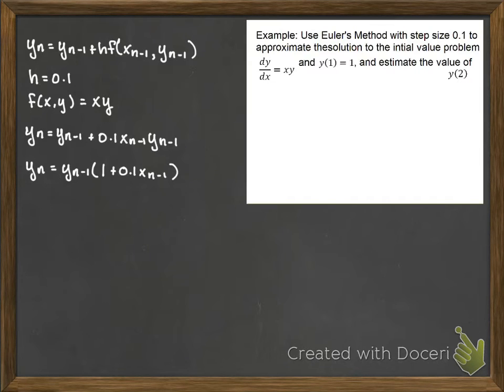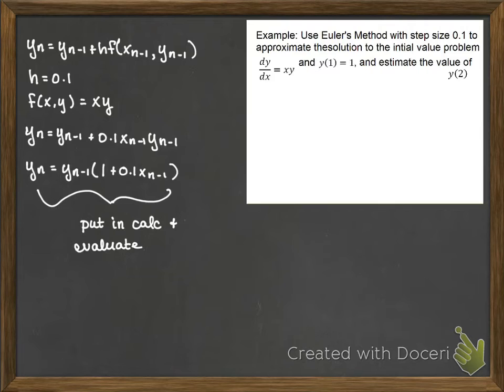On the point 2, 2, we then want to estimate the value at 2. So h is 0.1, f of x, y is xy, and then y_n equals y_(n-1) plus 0.1 x_(n-1) times y_(n-1). Here both terms have a y_(n-1), so we can factor that out. So y_n equals y_(n-1) times 1 plus 0.1 x_(n-1). So we want to put this in the calculator and evaluate.